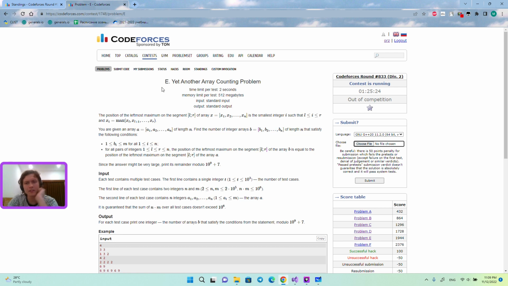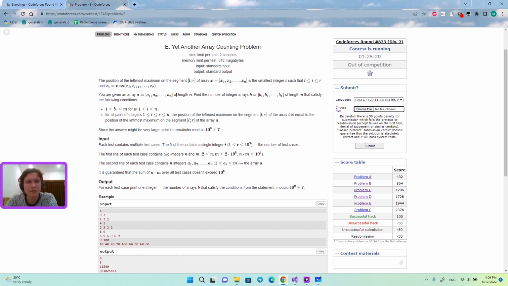Problem F or problem E. The position of a left maximum per segment of array x is the smallest integer i such that. Find the number of integer arrays B that satisfy the following conditions. What is M? M is just a number.